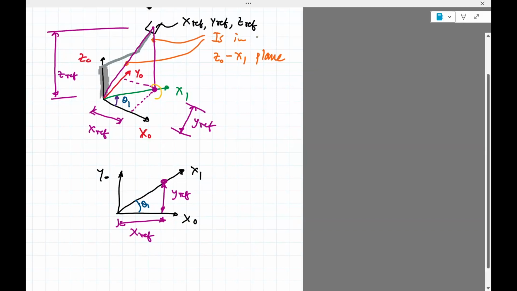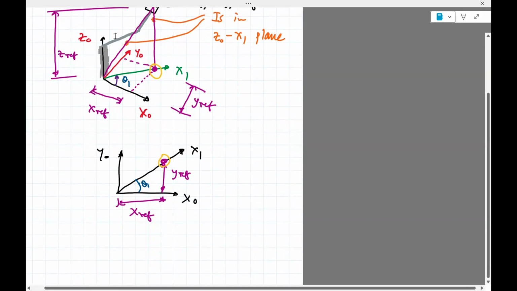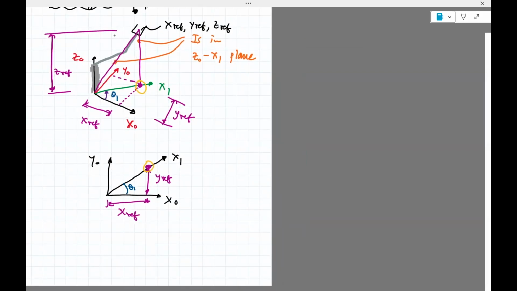This is that point. Same point, but we are looking at the top view. And it's easy to see that now, if you want to compute theta 1, it's simply tan inverse of y ref divided by x ref. Okay, so pretty straightforward. But you need to think of it this way, that the end effector is already there, and now do the projections and get it.